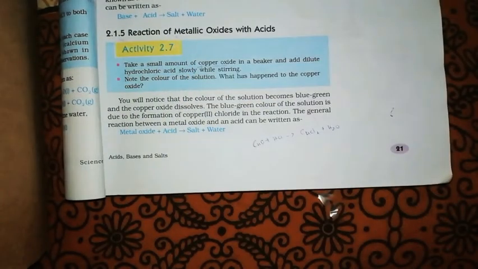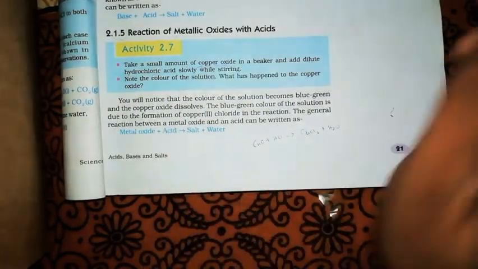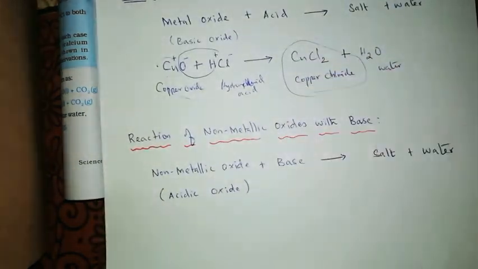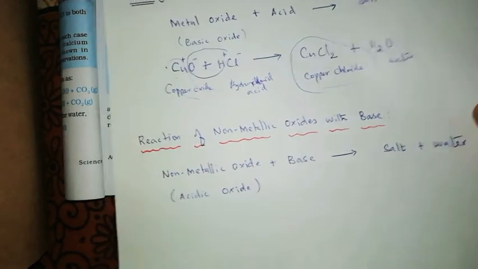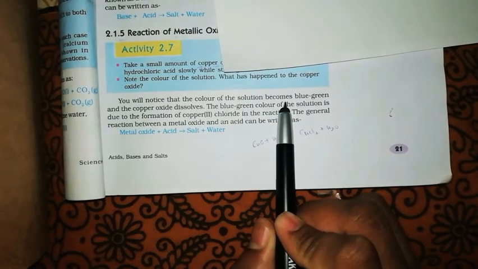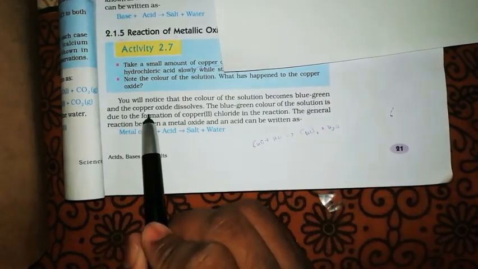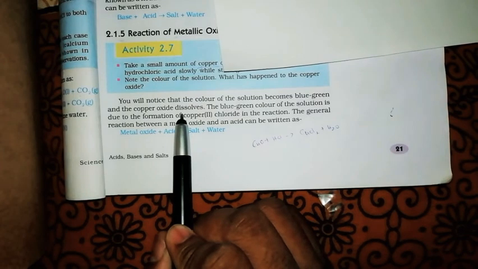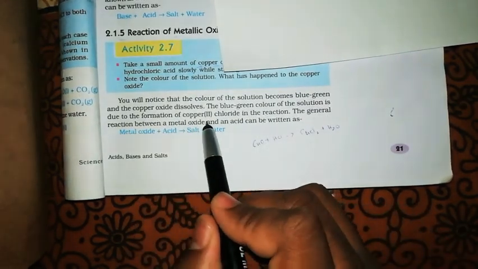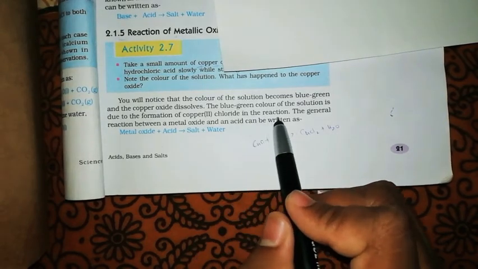And this copper chloride, that is what we are going to learn, and this can be asked in your exam also. What happens to the color of the solution? You will notice that the color of the solution becomes blue green and the copper oxide dissolves. The blue green color of the solution is due to the formation of copper 2 chloride in the reaction.